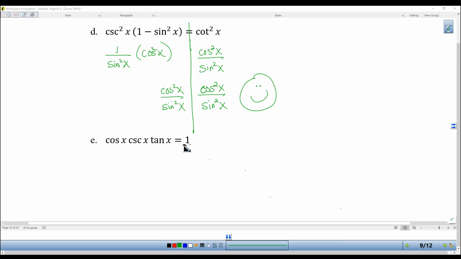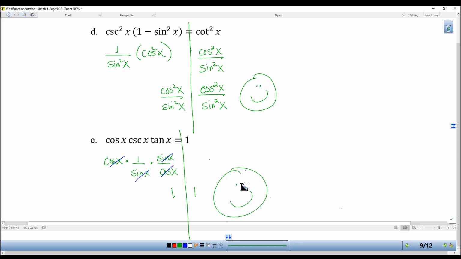Another strategy, change everything to sines and cosines. I'm going to use that one again. This one would be 1 over sine, and then this one would be sine over cosine. Am I selling you on this strategy? This is a good strategy. And then the cosines cancel and the sines cancel, and I get 1 and 1. That was a great one.